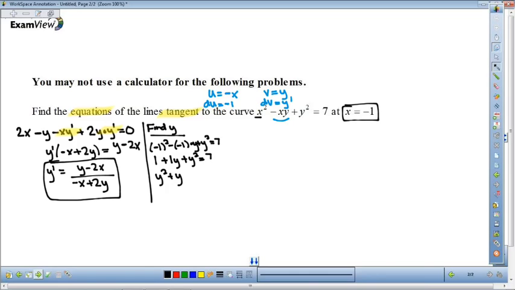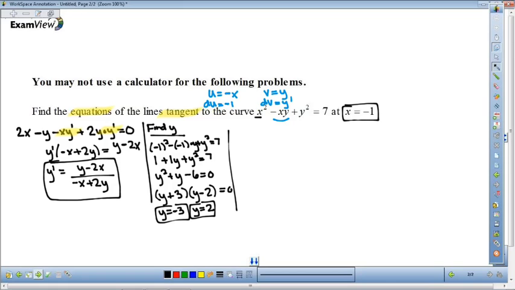So I'm going to have a quadratic of y squared plus y minus 6 equals 0. So I'm going to go ahead and factor. So I'm going to have 3 and 2. The 2 needs to be negative and the 3 needs to be positive. So I'm going to have y equals negative 3 and y equals 2. So I actually have 2 points that I have to find, so I'm going to have 2 equations of the tangent line.